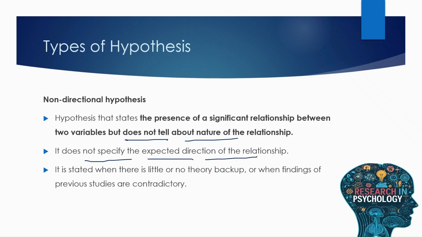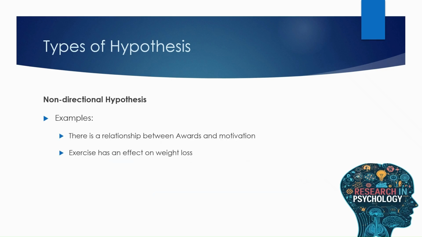It is stated when there is little or no theory backup or when findings of previous studies are contradictory, where two different people would have studied the same topic, but both of them are giving contradictory or confusing results. In such cases, you can have a non-directional hypothesis wherein as a researcher, you can work on it and find out the direction, right? So this is non-directional hypothesis.